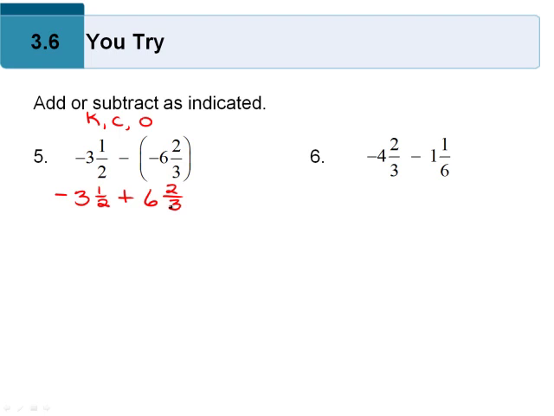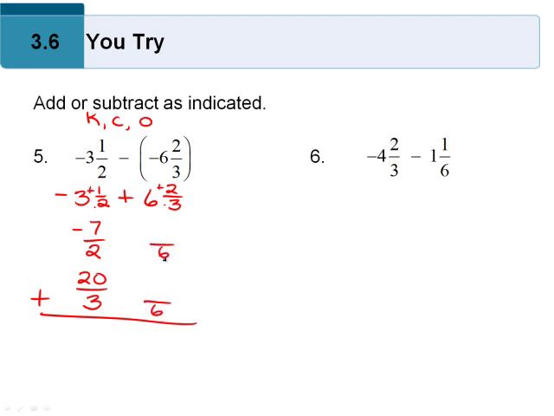Okay? Now, the next step, change them to improper fractions. So we're going to multiply and add, and multiply and add. So that's going to be 2 times 3 is 6, plus 1 would be negative 7 over 2. That's our first improper fraction. And then the second one, 3 times 6 is 18, plus 2 would be 20 over 3. Okay, so now there's our two improper fractions. 2 and 3, the common denominator would be 6.